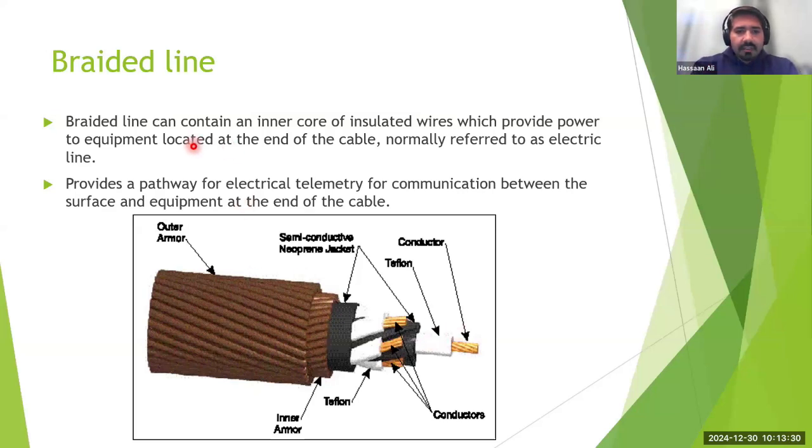The braided line consists of an inner core of wire, which is right over here, the conductor, which is right over here, and there are different other conductors which are surrounding the main conductor. All of these cables are performing some sort of electrical operation. Either they are transmitting data or they are retrieving data from downhole. So braided line is also normally referred to as electric line. And this electric line provides a pathway of electrical telemetry or communication between the surface and the downhole logging unit or the logging tool.